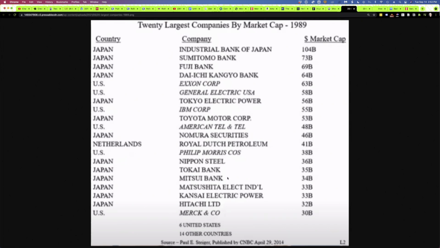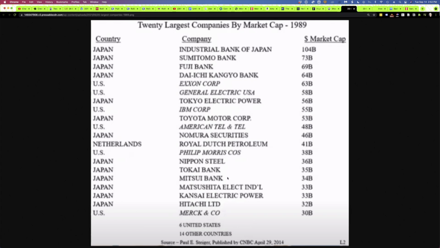I was stunned by this. I started law school in 1989. Now I wasn't investing, but I was in my 20s. I had no idea that Japanese companies dominated stocks as they did at that time. And you can see, it's almost like it's flipped. They were the United States 32 years ago.